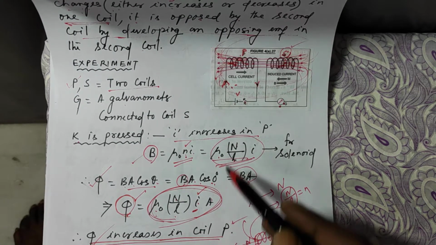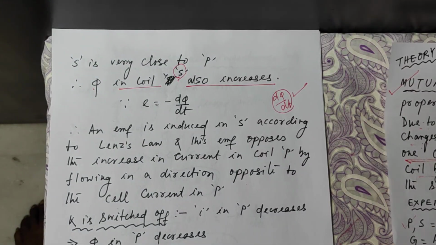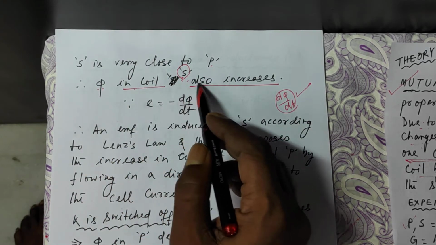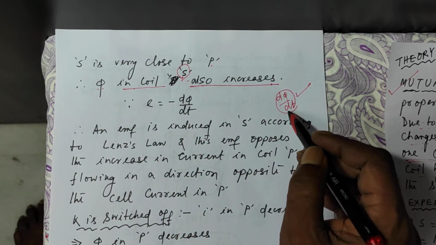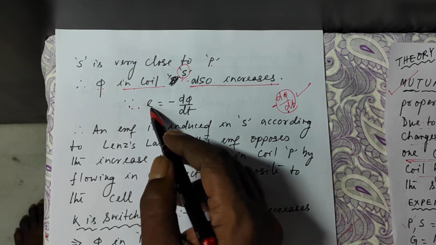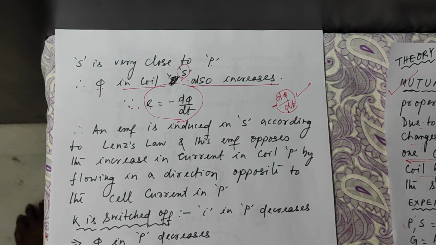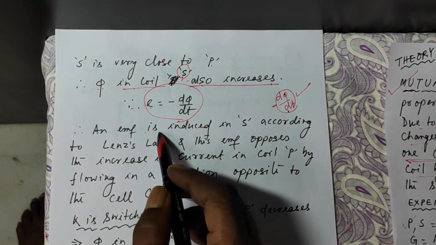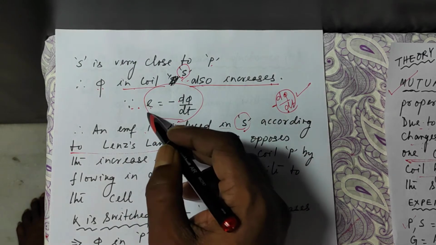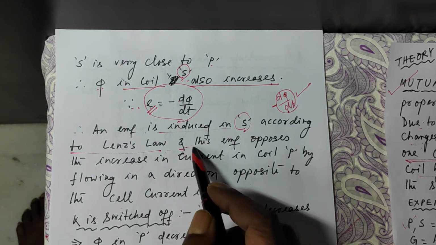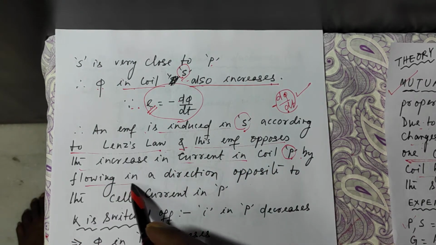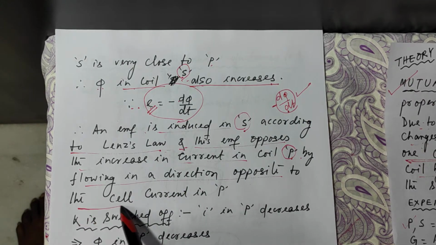So phi increases in coil P first, and since S is very close to P, phi in coil S also increases. Therefore d phi by dt has a value, and minus d phi by dt is called the EMF. Since EMF is minus d phi by dt, an EMF is induced in the coil S. Now according to Lenz's law, this EMF opposes the increase in current in coil P by flowing in a direction opposite to the cell current in P.